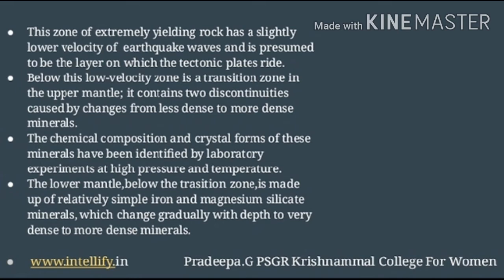Below this low velocity zone is a transition zone in the upper mantle. It contains two discontinuities caused by changes from less dense to more dense minerals. The chemical composition and crystal forms of these minerals have been identified by laboratory experiments at high pressure and temperature. The lower mantle below the transition zone is made up of relatively simple iron and magnesium silicate minerals which change gradually with depth to more dense minerals.